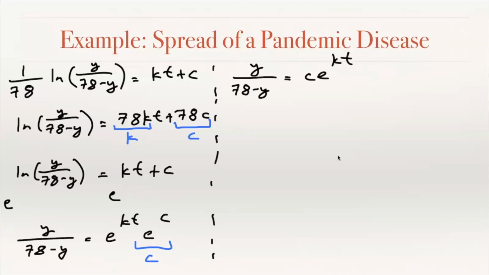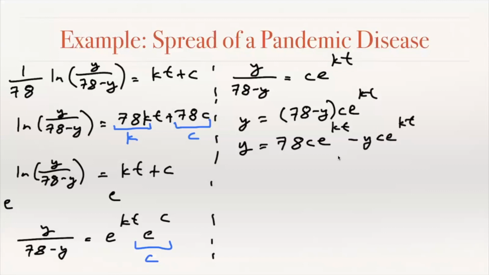Now we want to solve for y, so let's multiply both sides by 78 minus y. And we have this. Now be warned, we cannot rename this to c because the c is here too. And when we do a renaming, we need to rename c full stop. That means every instance of c. Otherwise, we're modifying the proportionality. So we need to keep that as is.